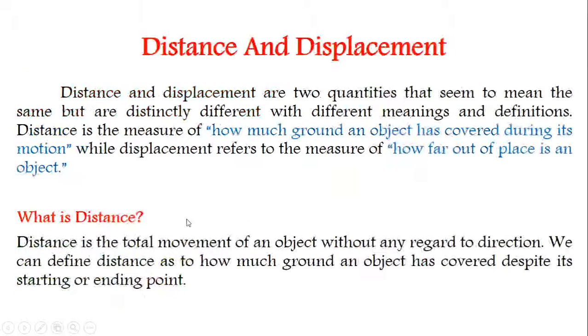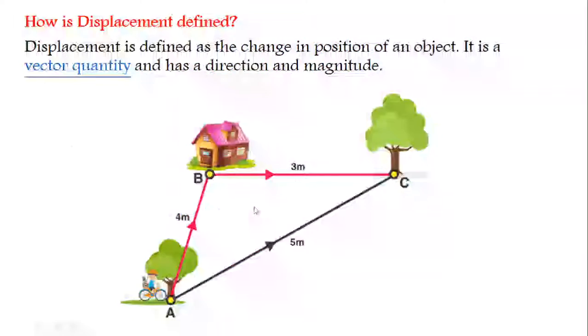Let's see next. What is distance? Distance is the total movement of an object without any regard to direction. We can define distance as how much ground an object has covered despite its starting or ending point.